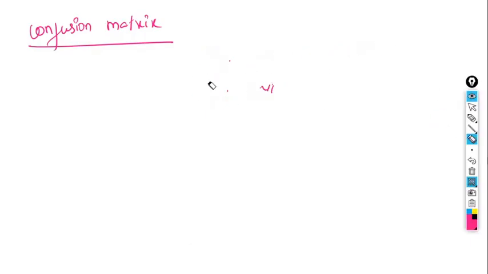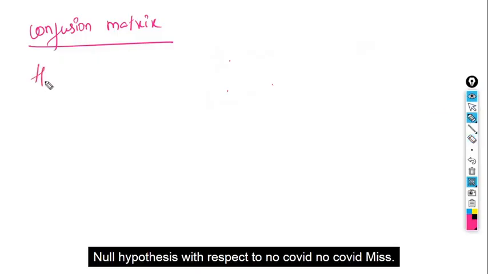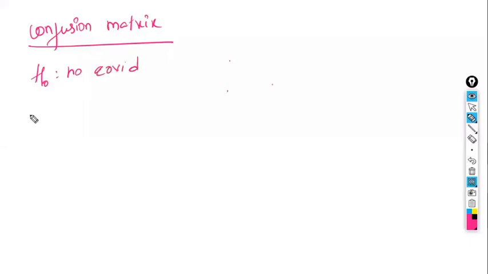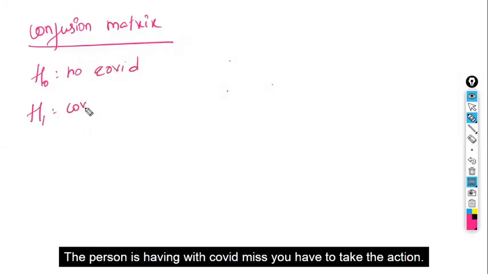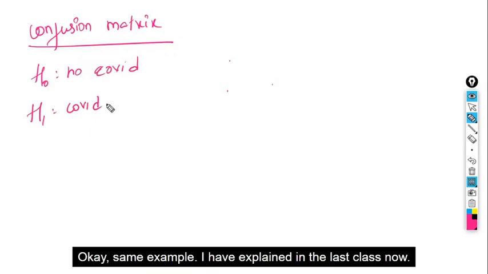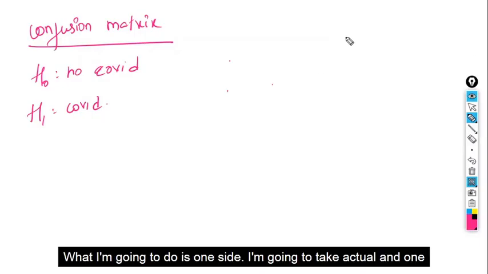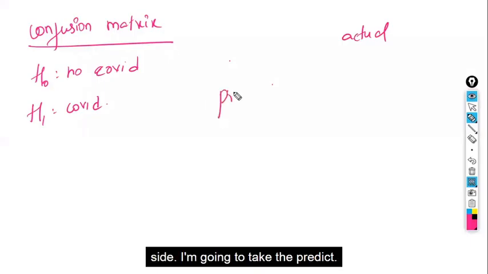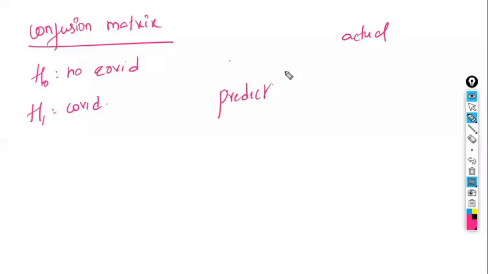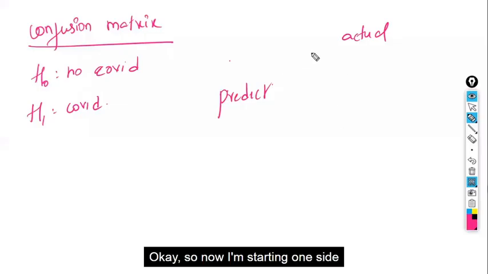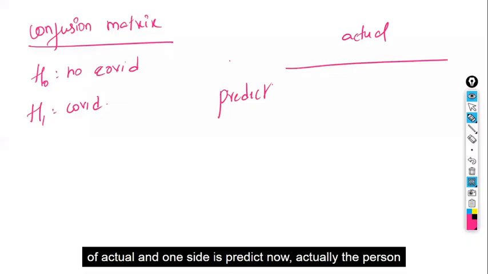Let me write it like this. The null hypothesis is with respect to no COVID. No COVID means no action to be taken. The person having COVID means you have to take action. The same example I explained in the last class. Now, on one side I'm going to take actual and on the other side predict. The choice is yours, any side you can select. So I'm selecting one side as actual and one side as predict.